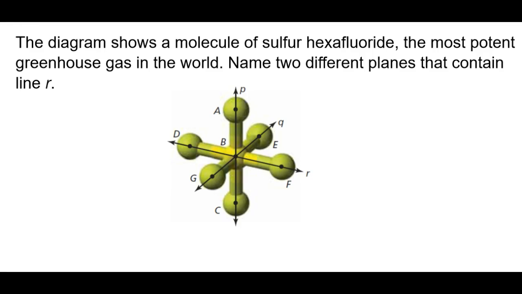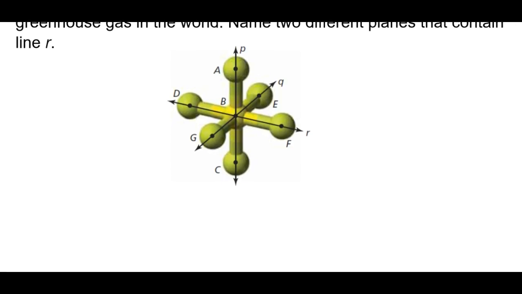Now we're going to solve some real life problems. That was our final learning target. So this is example number 5. The diagram shows a molecule of sulfur hexafluoride, the most potent greenhouse gas in the world. Name 2 different planes that contain line R.